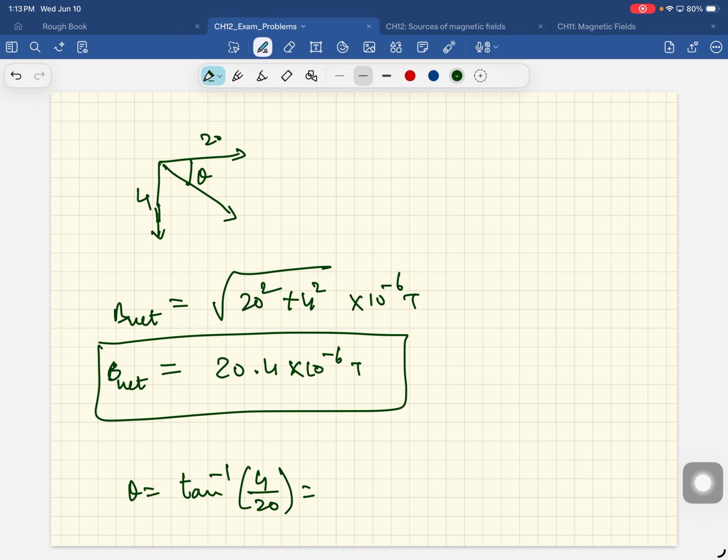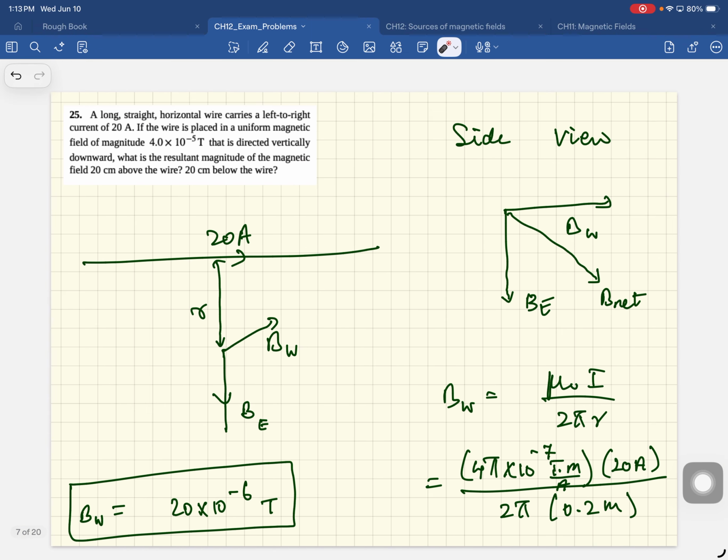A flat circular loop has 20 turns. The radius of the loop is 10 centimeters. And the current through the wire is 0.5 ampere. Determine the magnitude of the magnetic field at the center of the loop.